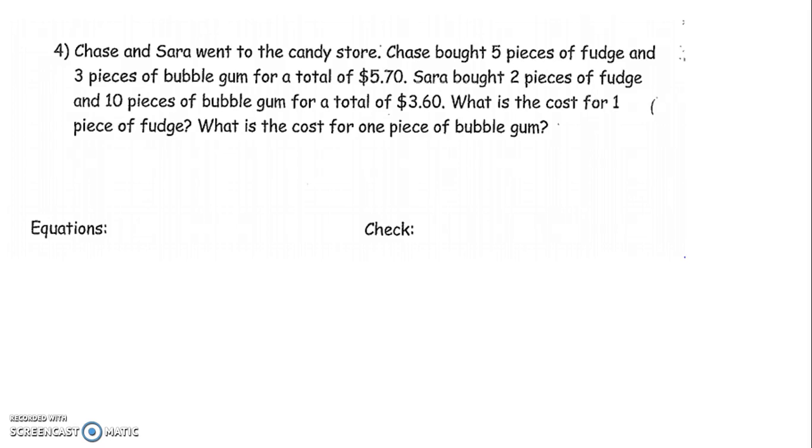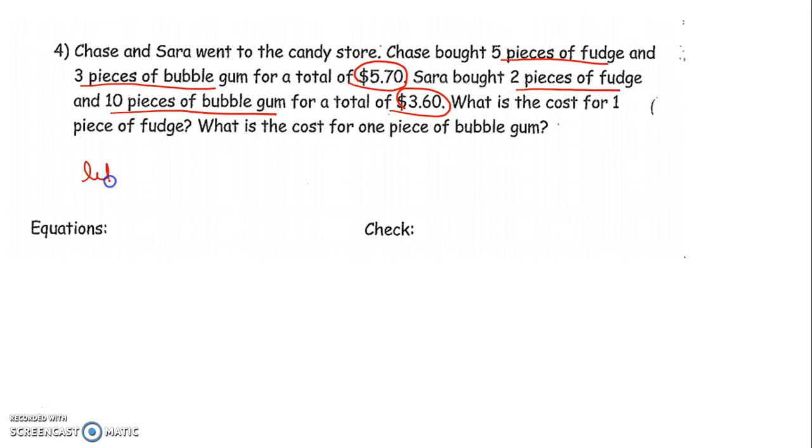Chase and Sarah went to the candy store. Chase bought 5 pieces of fudge and 3 pieces of bubble gum for a total of $5.70. Sarah bought 2 pieces of fudge and 10 pieces of bubble gum for a total of $3.60. What's the cost for 1 piece of fudge? What is the cost for 1 piece of bubble gum?